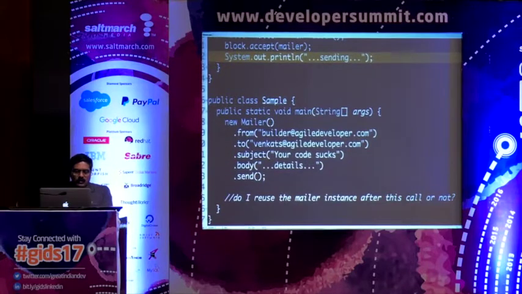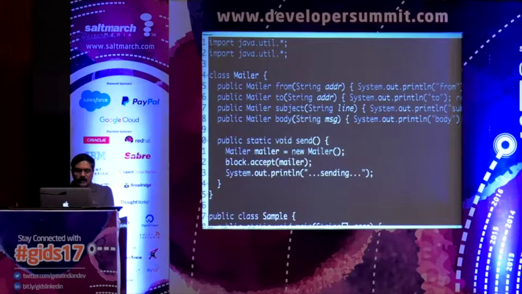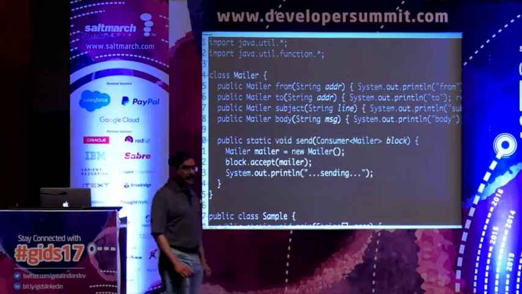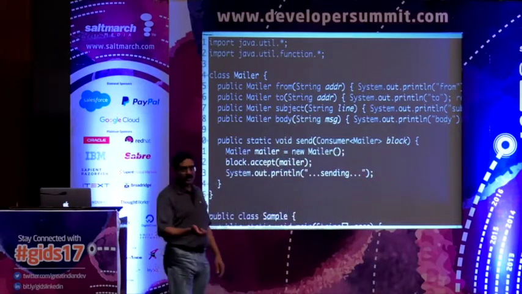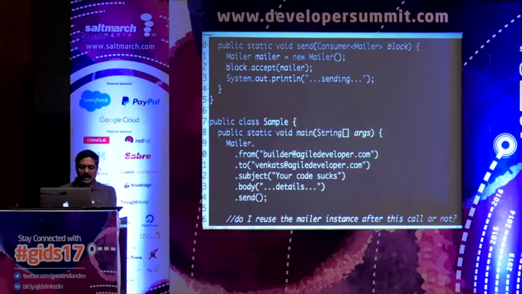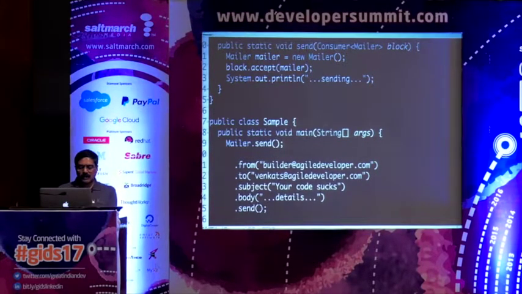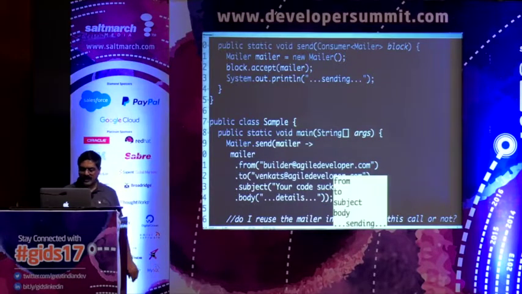Well, but how do I use this now? This is going to require a block, so I'm going to pass a block here. For that, I'm going to bring in the function.star, and I will use this called consumer of mailer. We'll call it block. So now you can see that we are receiving a consumer and then creating a mailer object and passing it to this consumer. As a result, I can now say mailer.send. In here, I can receive the mailer, and then I can simply say mailer dot from to subject, everything except the send, because we moved the send up there.